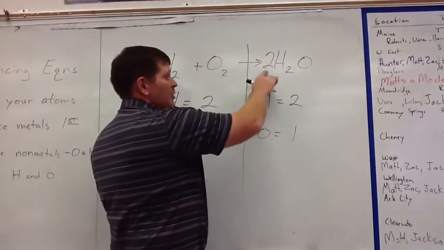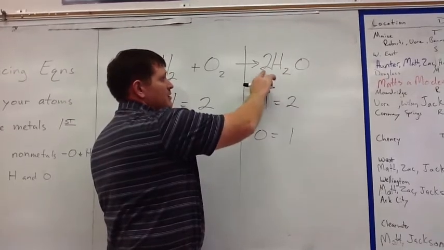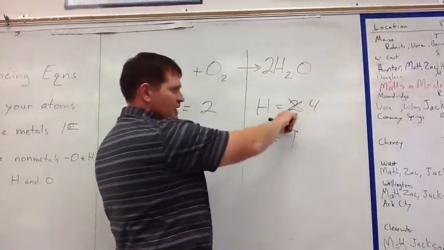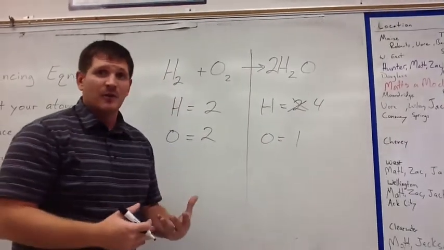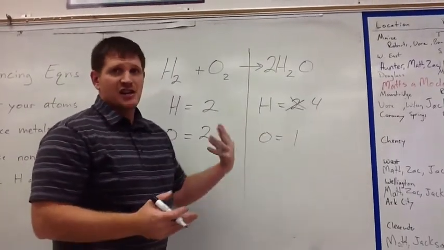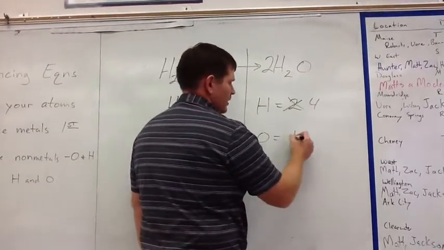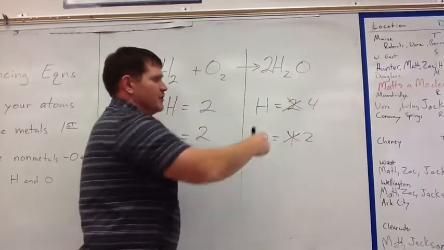Now what that does though, is it also changes my H's. So I have 2 times 2 changes this number to 4. Notice I crossed that out. That way in case I need to go back, I can go back and change that right back to what I need to. 2 times 1 is 2, so I have a 2 and 4.